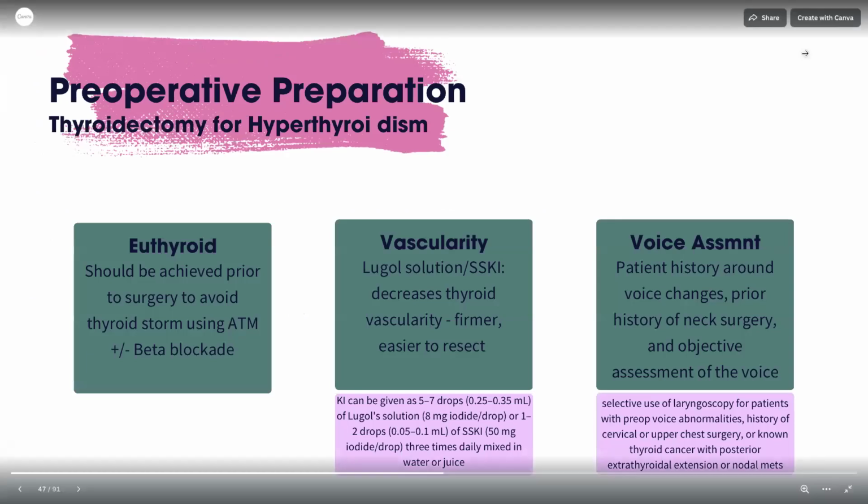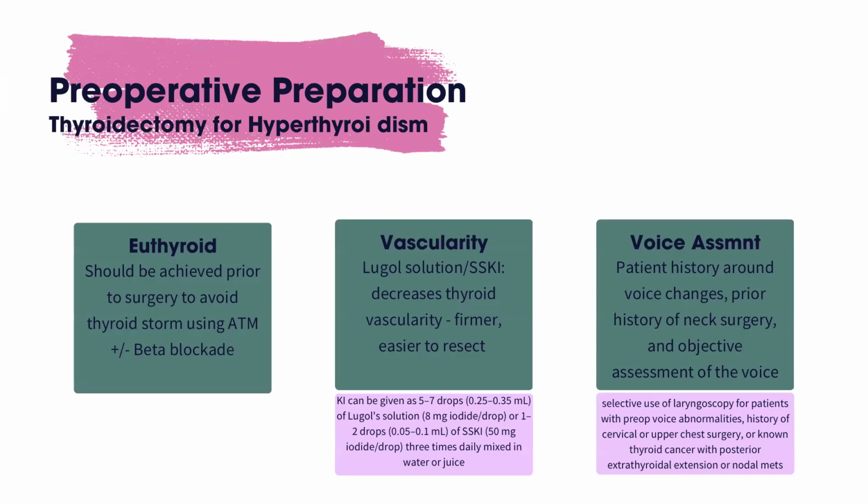Okay, so pre-op preparation for a thyroidectomy for hyperthyroidism. So the first thing you want to do is make sure you achieve euthyroid state. So this is normally done with methimazole. And then if a patient does have some other constellations of hyperthyroidism, you can start beta blockade. It's not necessary. Some surgeons will elect to give Lugol solution before their thyroidectomy. This decreases the thyroid vascularity. It also makes it firmer and easier to resect. It is given orally pre-op, usually in water or juice, and that's done for about 10 days.